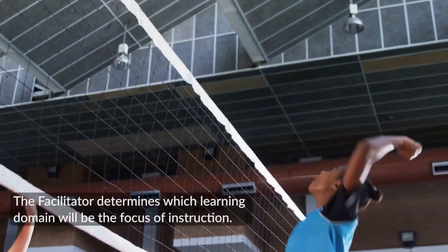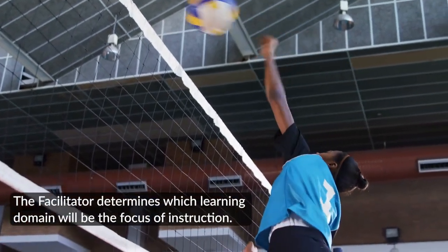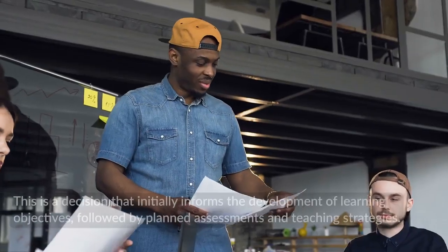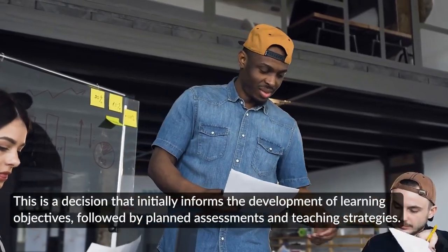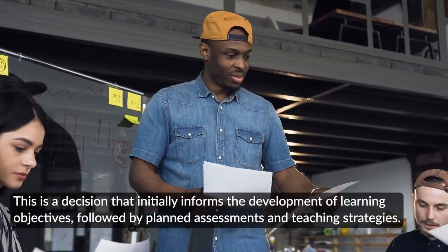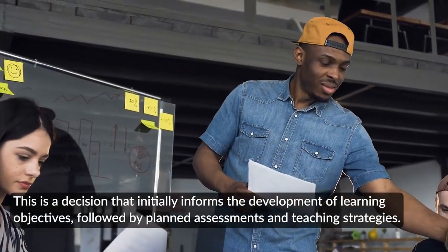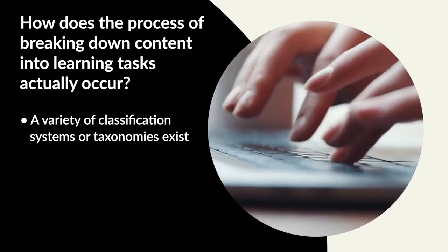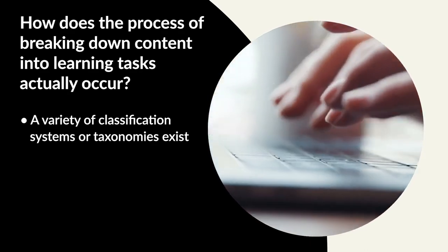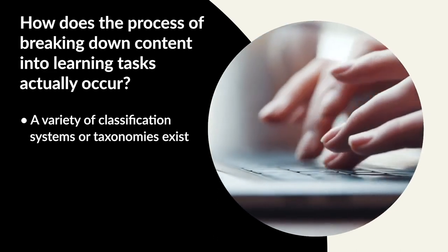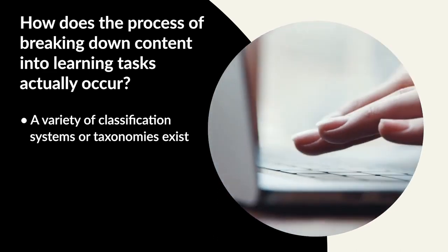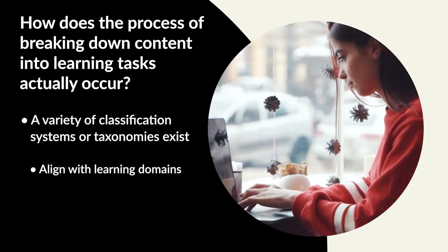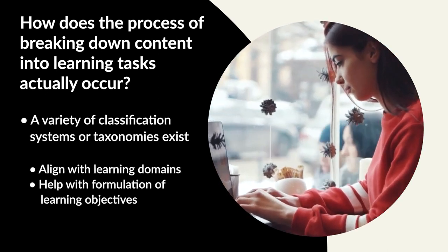It is up to the facilitator of the experience to determine which learning domain will be the focus of instruction. This is a decision that initially informs the development of learning objectives, followed by planned assessments and teaching strategies. How does the process of breaking down content into learning tasks occur? A variety of classification systems or taxonomies exist to support this effort. These systems align with each of the learning domains and help with the formulation of learning objectives.